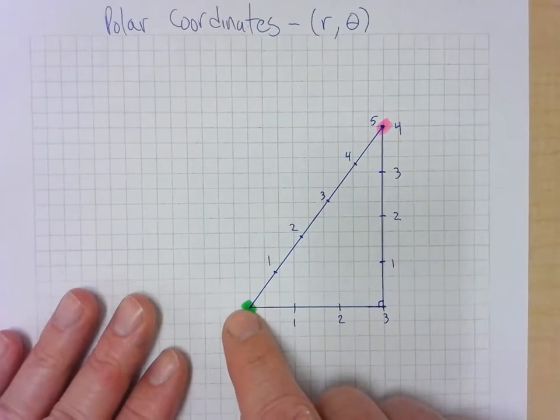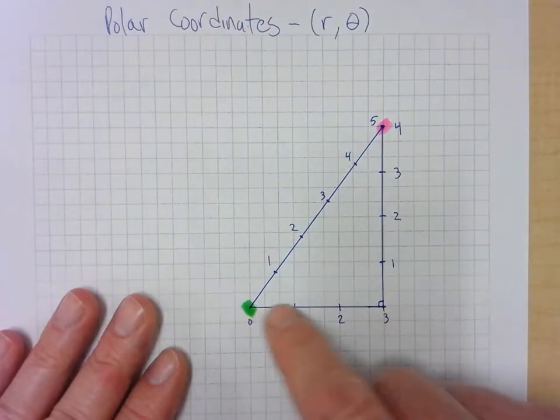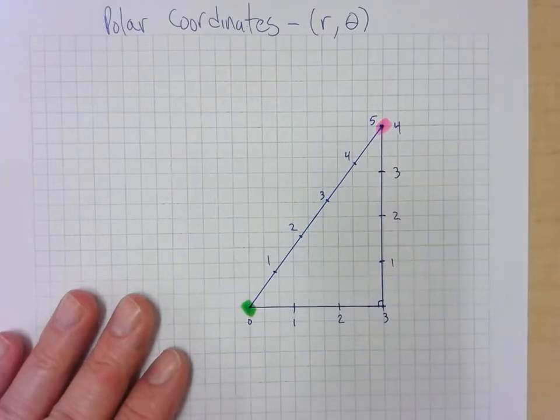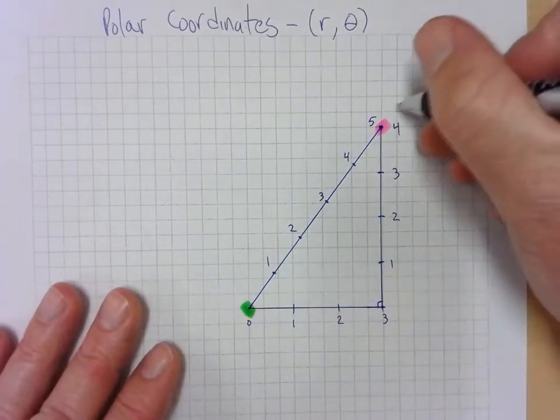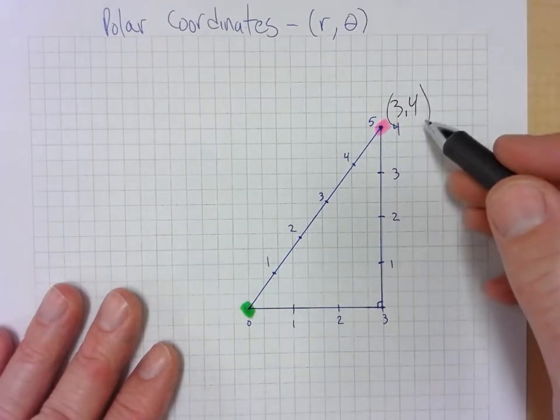We can go the traditional way of rectangular coordinates: over 3 and up 4. So let's call this the point 3, 4. That's the rectangular coordinate point 3, 4.